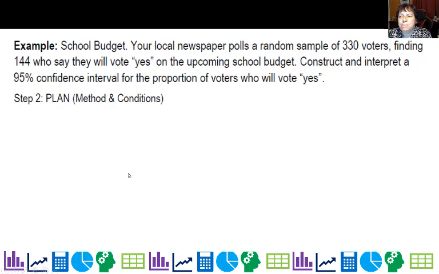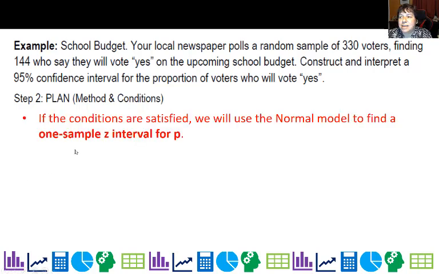Second step is to plan. What method are we going to use and what conditions? So far, we're on the very first method of inference, and that is, provided the conditions are satisfied, we're going to use the normal model to find a one sample z interval for p. This is the bold part, that's your method.